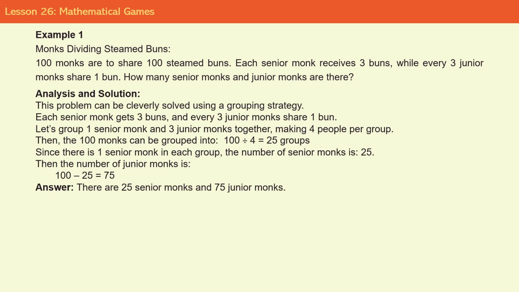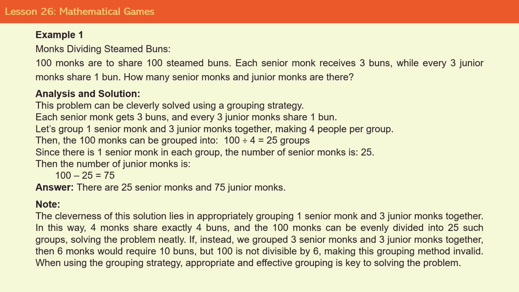This problem can be cleverly solved using a grouping strategy. Each senior monk gets 3 buns, and every 3 junior monks share 1 bun. Let's group 1 senior monk and 3 junior monks together, making 4 people per group. Then, the 100 monks can be grouped into 25 groups. Since there is 1 senior monk in each group, the number of senior monks is 25. Then the number of junior monks is 75. The answer is there are 25 senior monks and 75 junior monks.